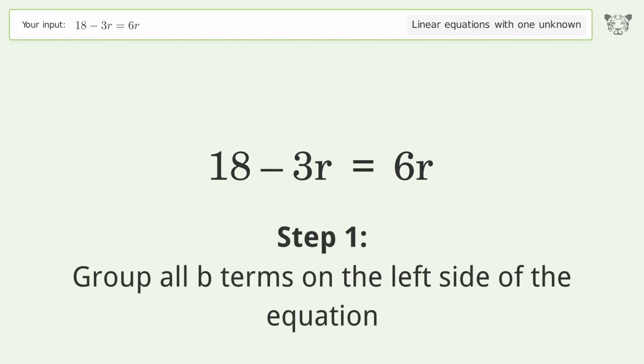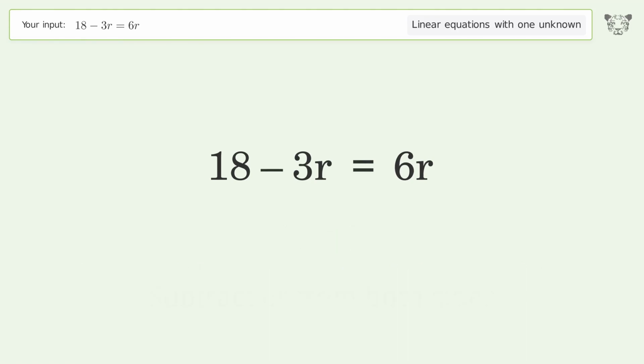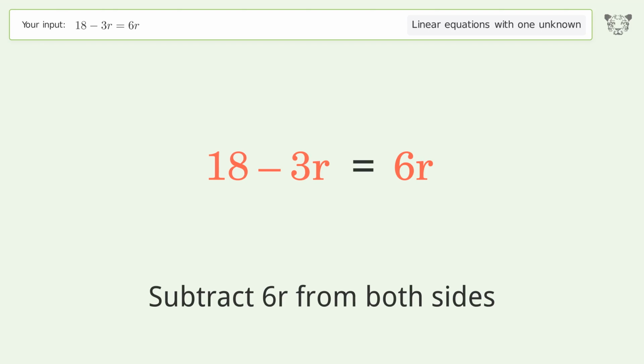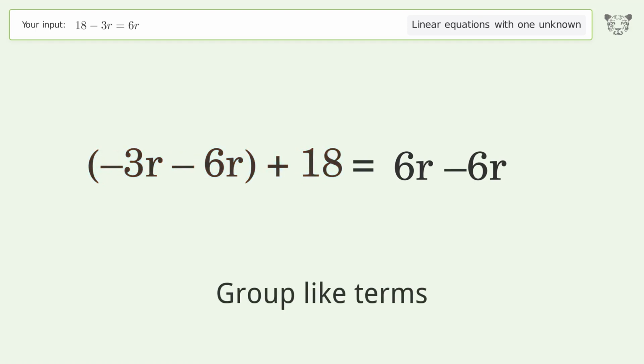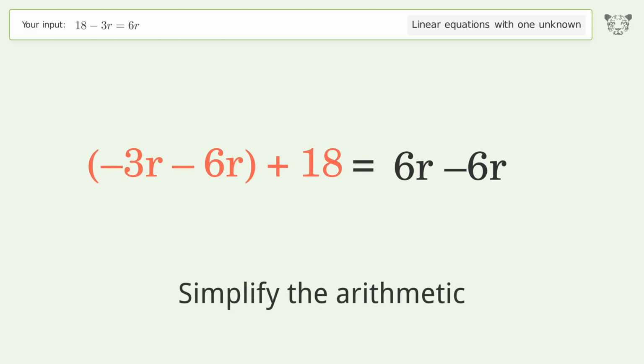Group all r terms on the left side of the equation. Subtract 6r from both sides. Group like terms. Simplify the arithmetic.